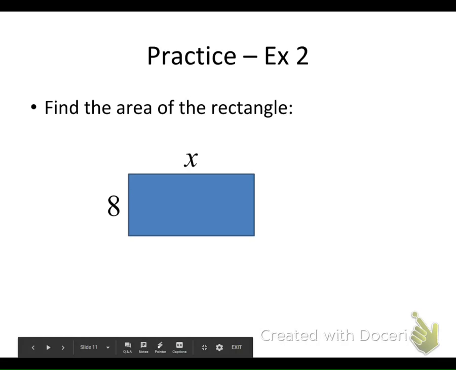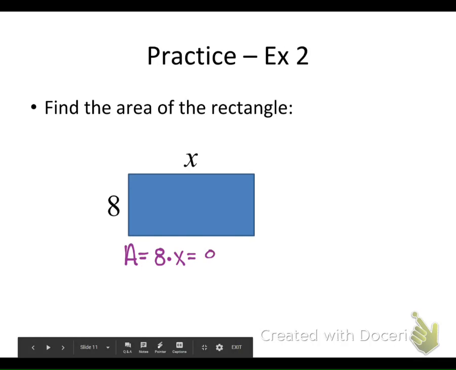You're going to look and you're going to identify what is your height and what is your width. So I have area equals height times width. David, what's the height of this rectangle? 8. Okay. Kaylon, what's the width? You got X. Okay. So my height is 8 times my width, which is X. Because you're multiplying, you can take 8 times X. What's 8 times X? 8X.